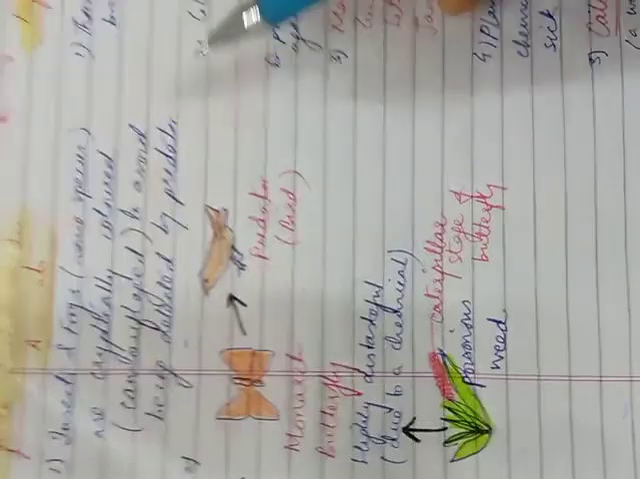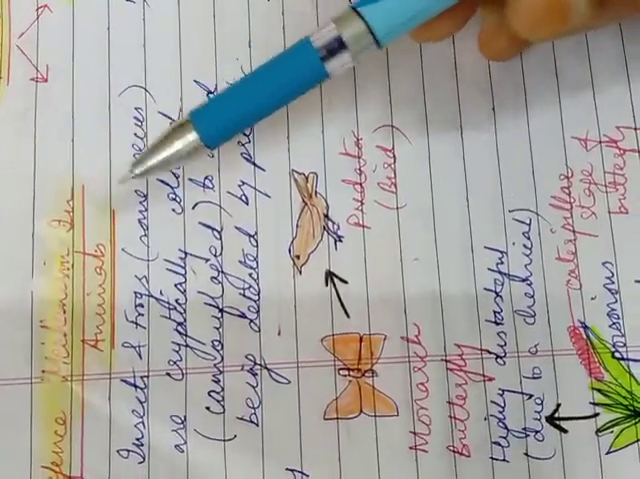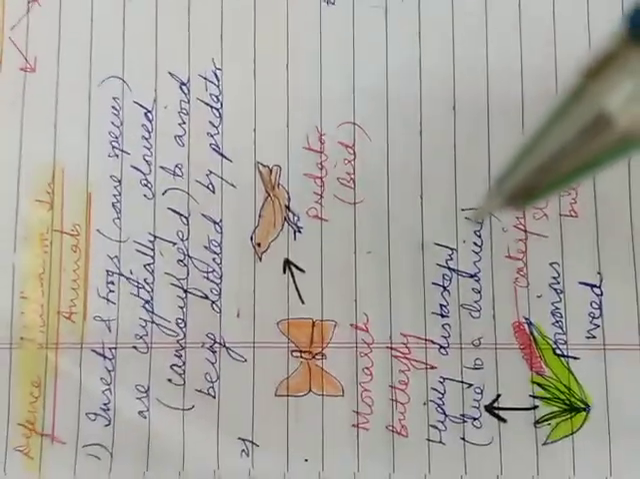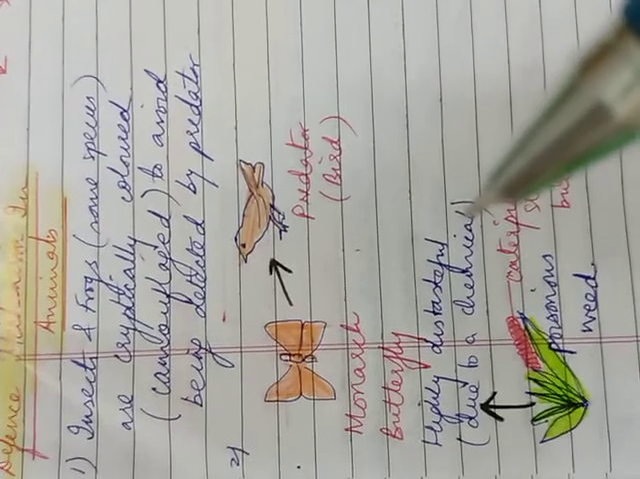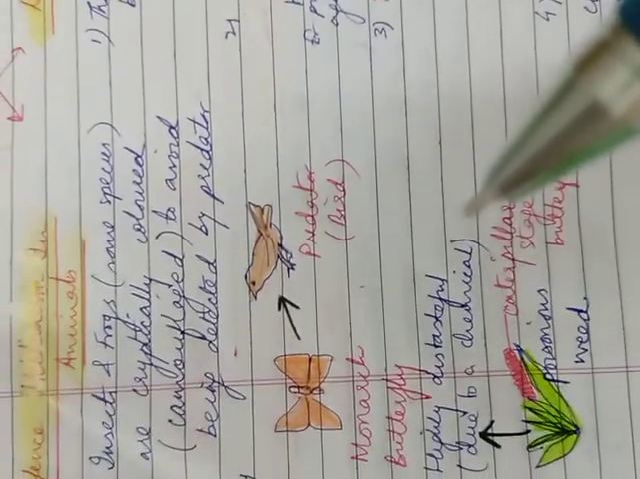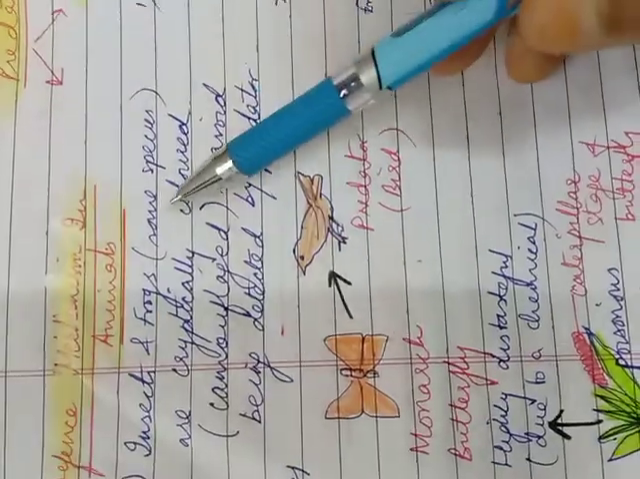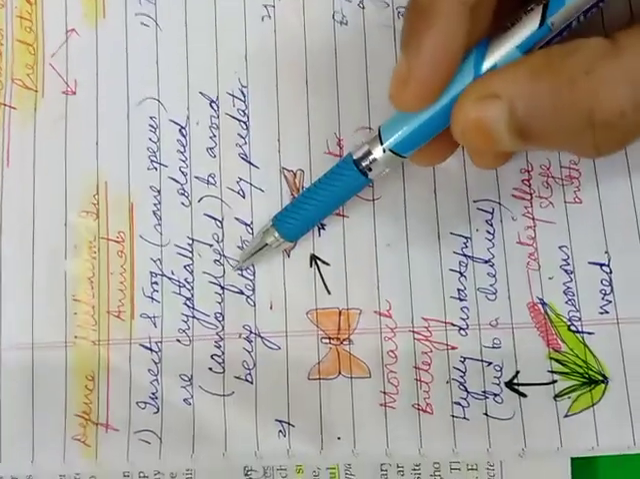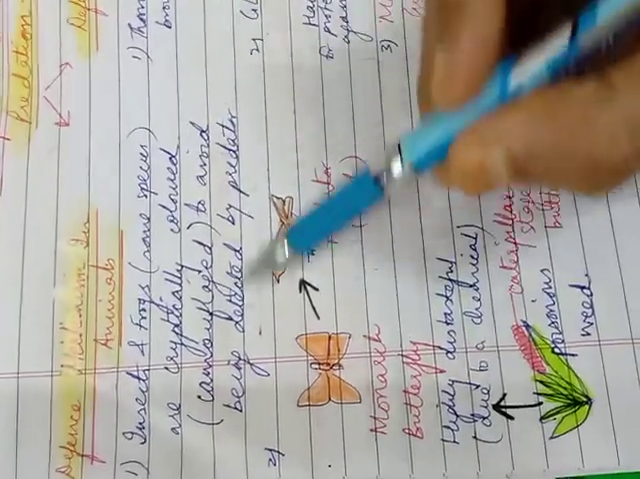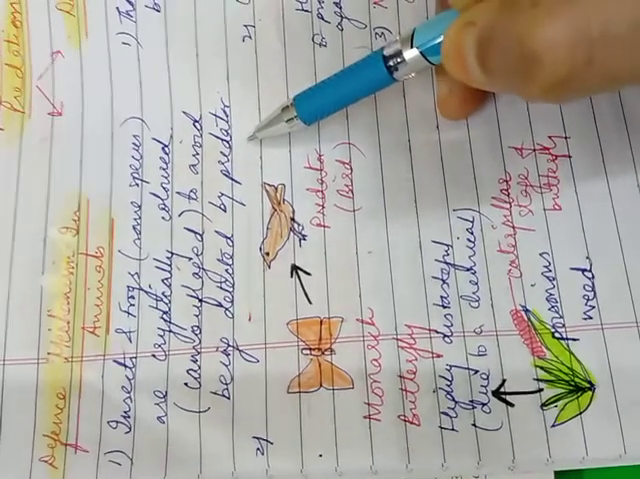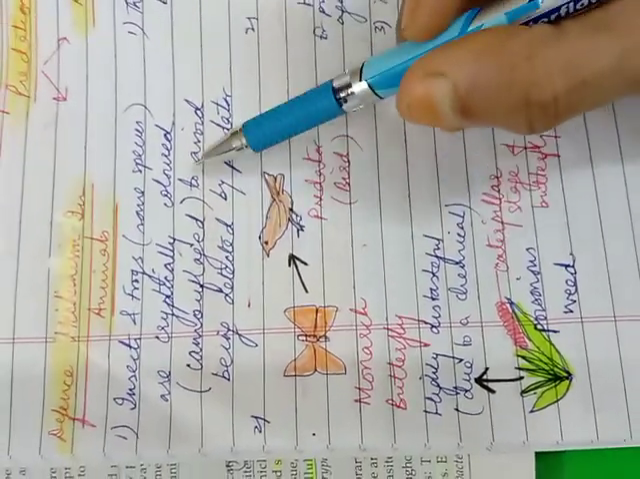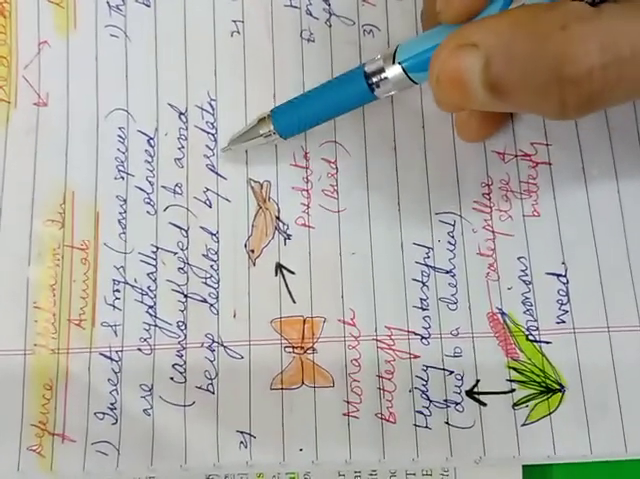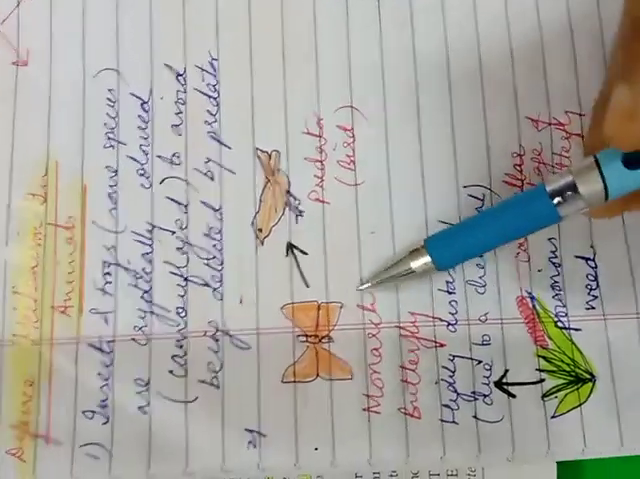If we talk about defense mechanisms in animals, there are a variety of defense mechanisms to study. The first one is, for example, in insects and frogs. This is very commonly seen in insects and frogs. Some species are cryptically colored or camouflaged. This is to avoid being detected by the predator. Most frogs and insects camouflage, that means they mix with the surroundings so that the predator may not notice them.